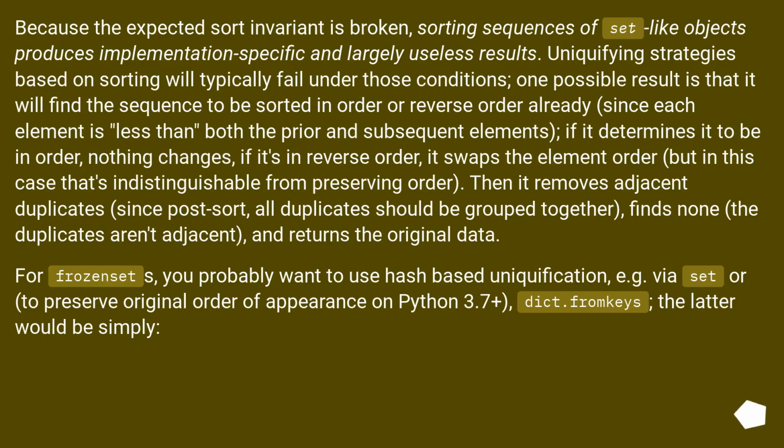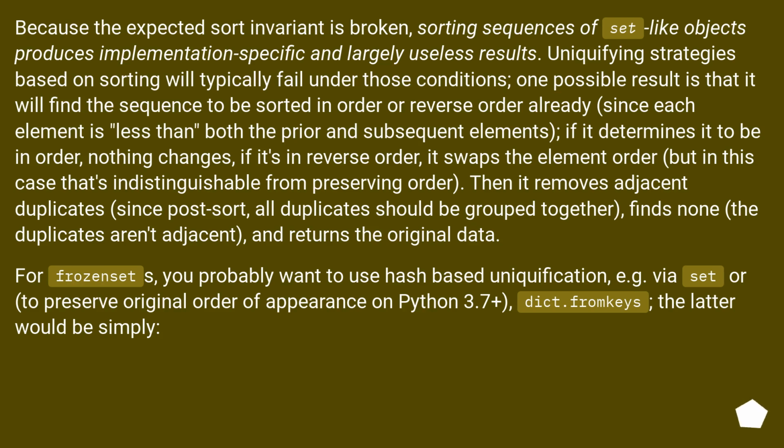Because the expected sort invariant is broken, sorting sequences of set-like objects produces implementation-specific and largely useless results. Uniquifying strategies based on sorting will typically fail under those conditions. One possible result is that it will find the sequence to be sorted in order or reverse order already, since each element is less than both the prior and subsequent elements.